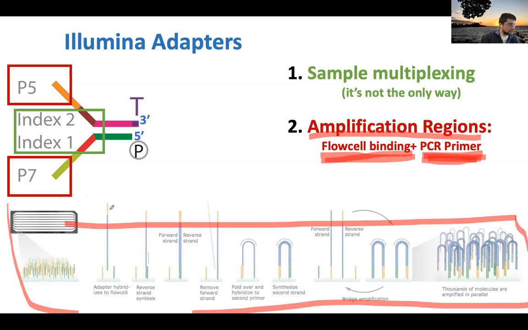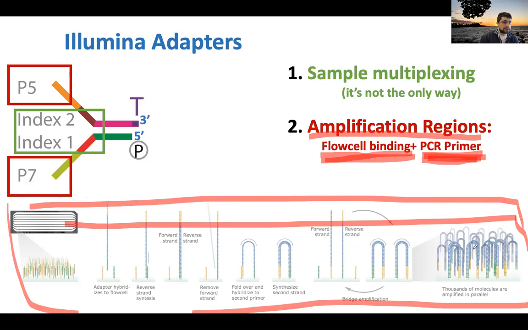If you don't have these orange and green regions, then your fragment will not be able to bind the flow cell. It will not be able to form these colonies of molecules. You will not have enough signal to be detected by the Illumina machine. So basically these are really, really important for the sequencing step.